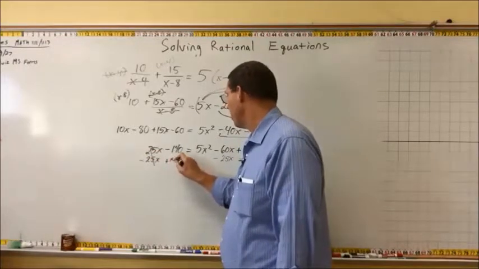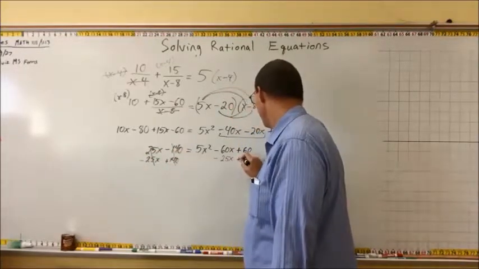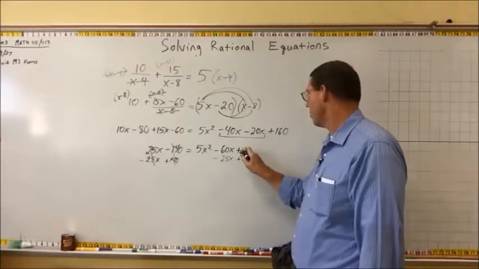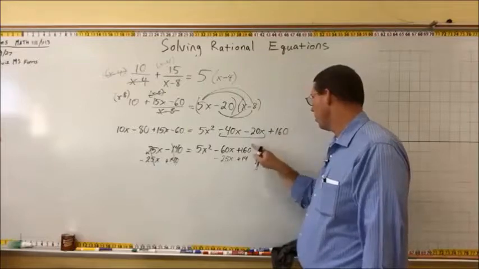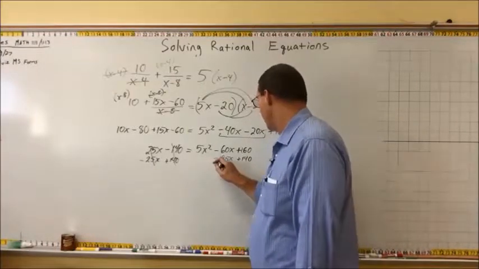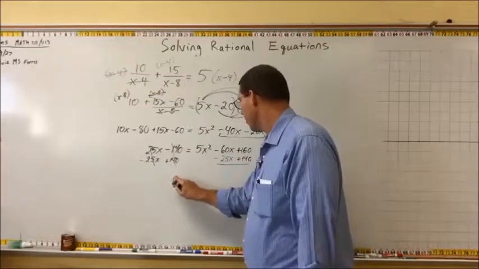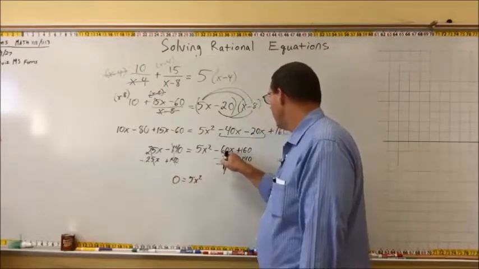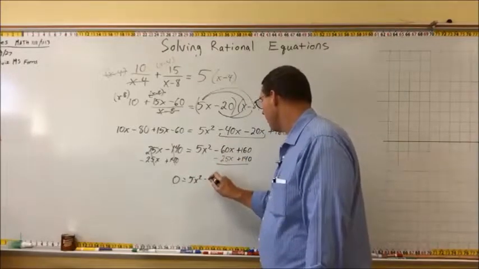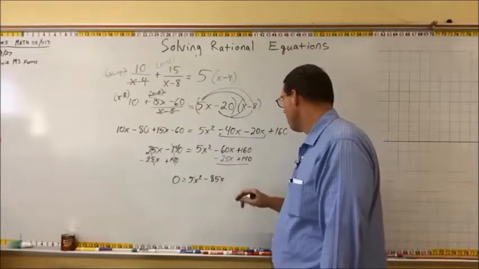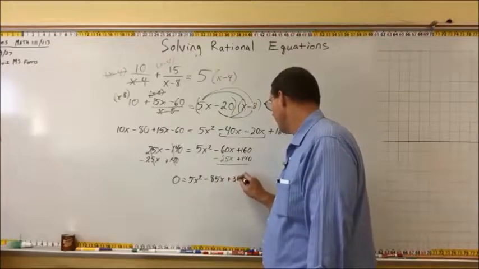Add 140, add 140. Oh, this is 100. Sorry, this is 160. Sorry about that, folks. That's 160. Add 140, and I get, bring down the 5x, I get 0 equals, bring down the 5x squared. Negative 60 minus 25 is negative 85x. 160 plus 140 is 300.